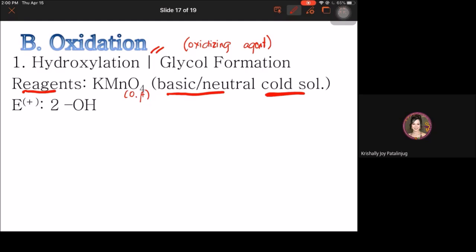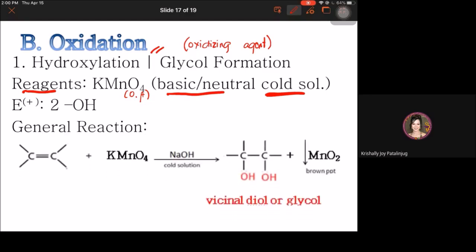What are examples of bases? Diba? An example of a base is sodium hydroxide, the one with OH. Those are bases. That is why in the general reaction, you will see an oxidizing agent, potassium permanganate, in the presence of sodium hydroxide, which will make the reaction basic. Because sodium hydroxide is a base, then a cold solution.